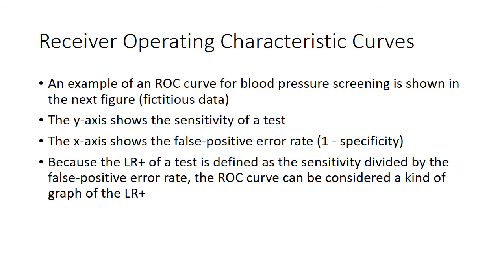Basically, on the y-axis you're going to find the sensitivity of the test. As you go higher on the y-axis, you're going to find higher sensitivities, so you're going to have more true positives and fewer false negatives. Then the x-axis is going to be our false positive error rate, which is 1 minus specificity. I'll show you why that is in a second. Because the likelihood ratio positive of a test is defined as sensitivity divided by the false positive error rate, this is why we do ROC curves in this way, and it's considered to be a graph of the likelihood ratio positive, because you're just looking at that ratio of sensitivity divided by the false positive error rate.